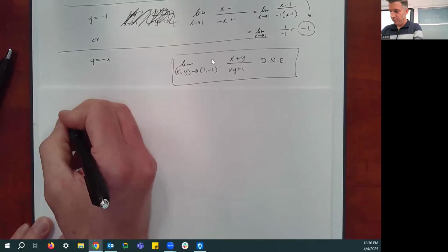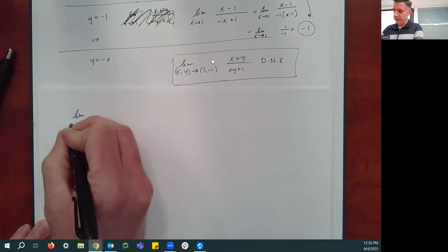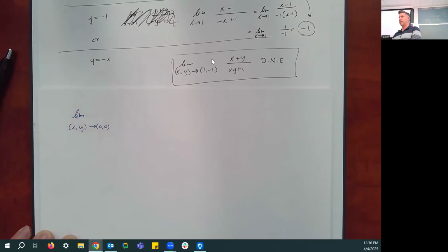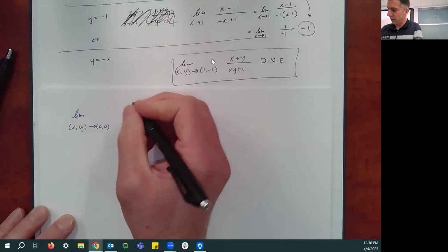So let's look at this example. The limit as x, y approaches, and not like purposely hard or tricky, he just, I don't know, he has high expectations, I think.